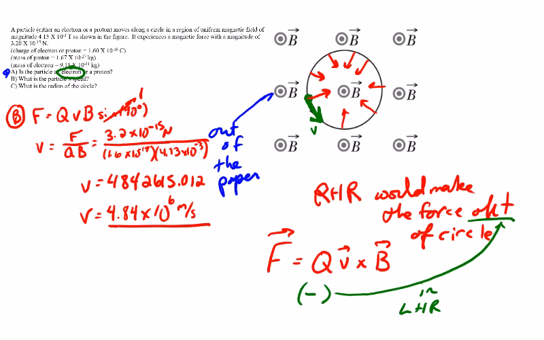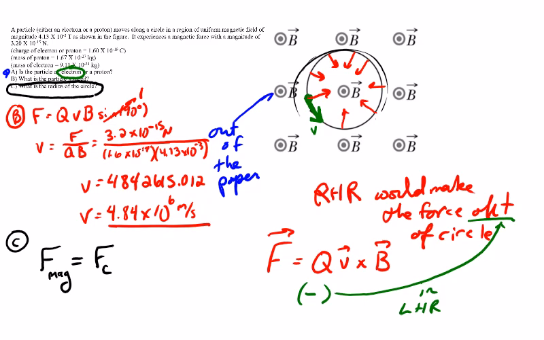Now, the reason why I'm doing this problem again is I want to come back and look at part C. What is the radius of the circle? In this particular case, for part C, this is going to give us an equation as well. What we really want to do is set our magnetic force equal to a centripetal force, because it's going around in a circle. So the fact that it has this circular motion up here, that's going to give us the fact that these two would equal each other.